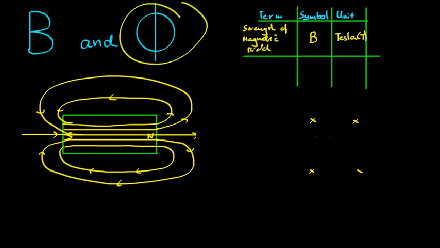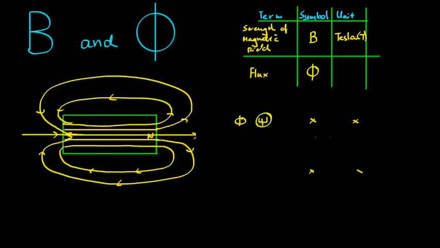Let's talk about this term here, which is flux. It's got a symbol, Greek letter phi. Or is it psi? Phi or psi? I think it's phi. Yeah, it's phi. And it's got a unit, Weber.